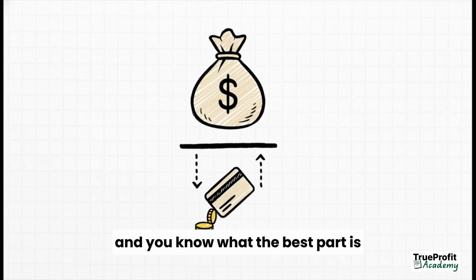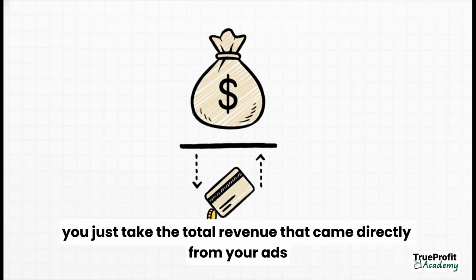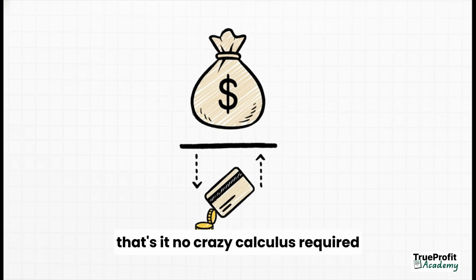And you know what the best part is? The formula is incredibly simple. Seriously. You just take the total revenue that came directly from your ads and you divide it by how much you spent to run those ads. That's it. No crazy calculus required.